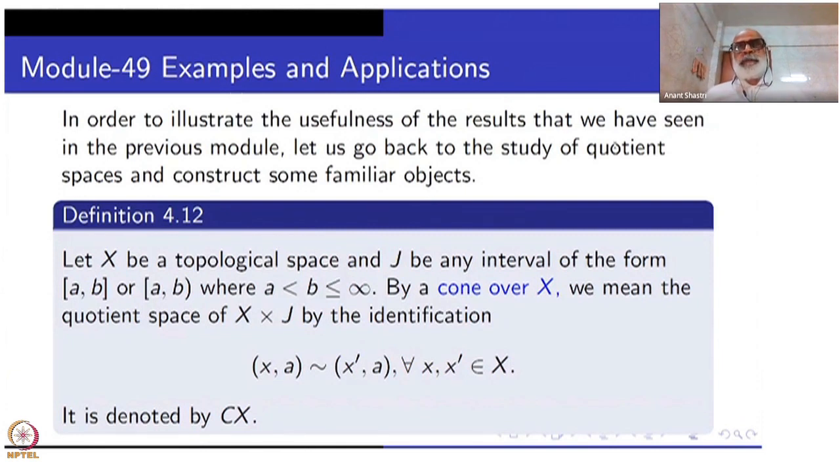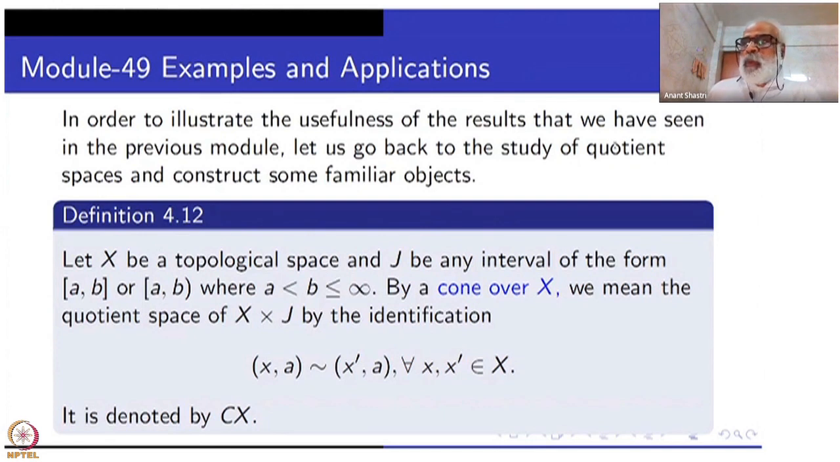One of them was a characterization of homeomorphisms. Characterization means in particular cases, that's all. Namely, if you have a bijection from a compact space to a Hausdorff space, then it is a homeomorphism. So there are other cases also that we have proved. So let us try to give some illustrations of usefulness of these concepts and theorems.